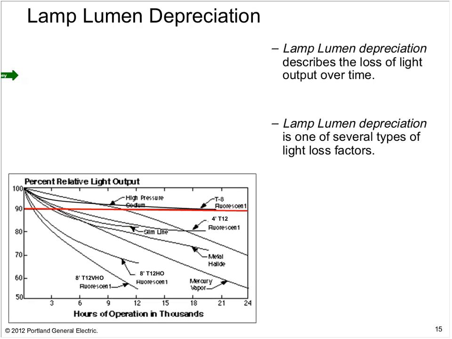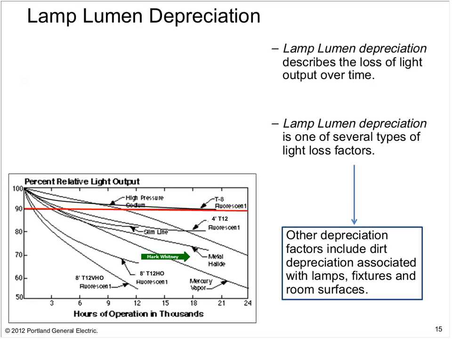Now in this graph, you're going to see some other light sources. I know it looks like a bunch of spaghetti here, but the point is that we have a lot of light sources, like T12 VHOs, mercury vapor, metal halide, your 8-foot slimlines, that lose a lot of light over time. So if you're using these, you have to account for that. Now there are other depreciation factors besides lamp lumen depreciation. Most of these involve dirt getting on the lamps, the fixtures, and the room surfaces themselves.